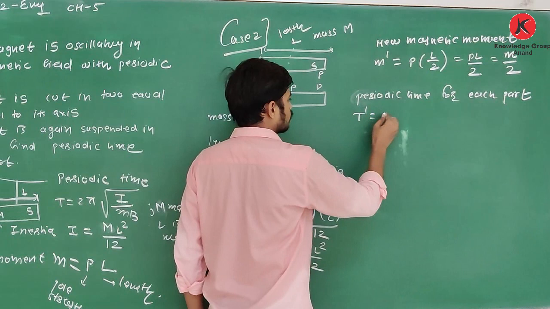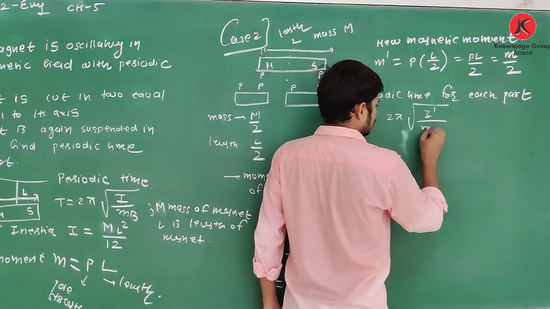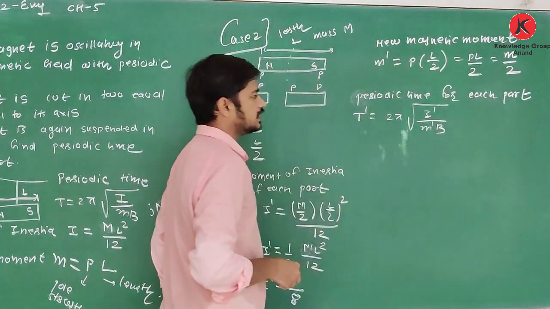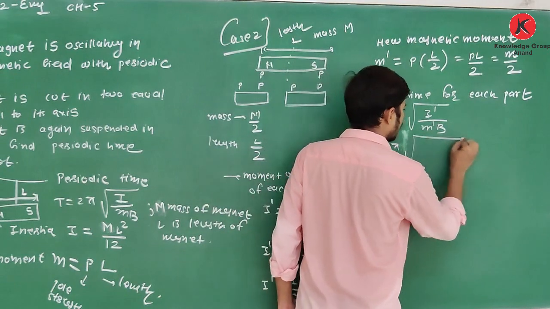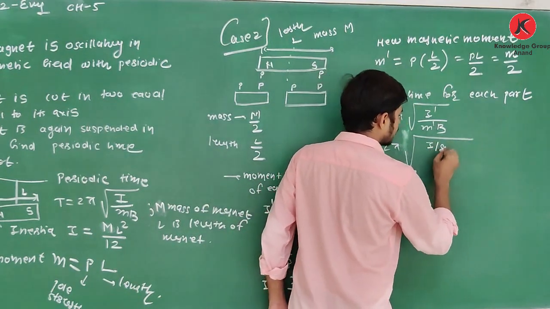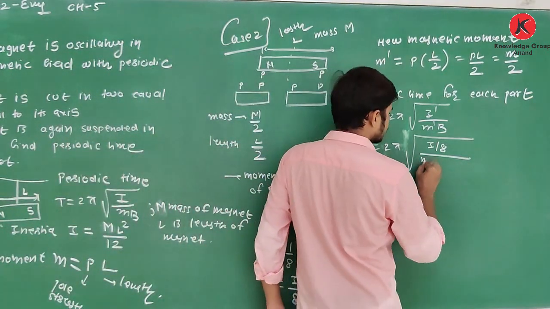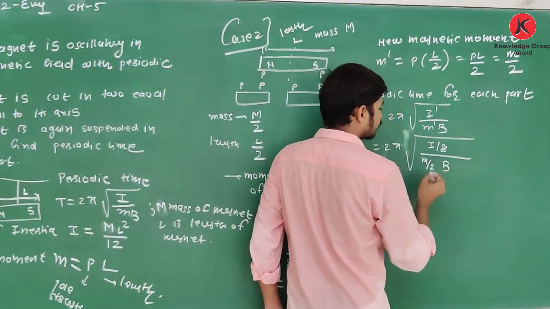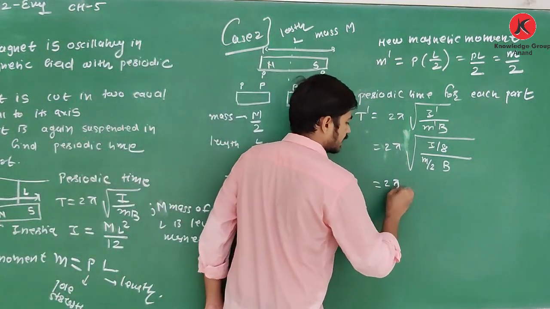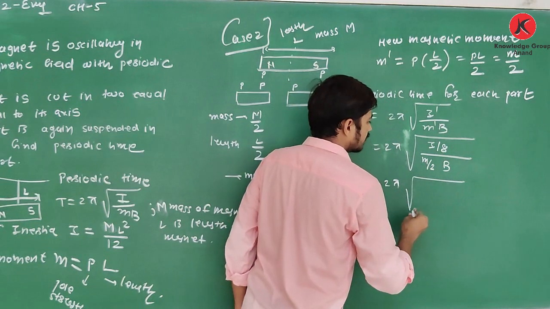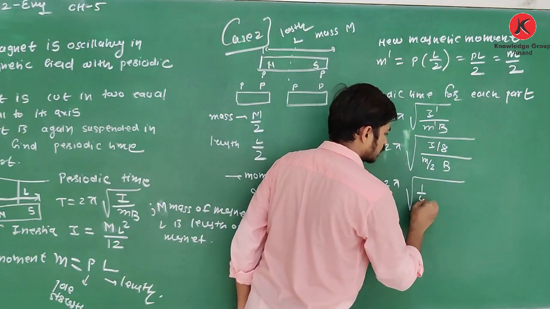T dash is equal to 2 pi under root I dash upon M dash B, because it is placed in the same magnetic field. So it is equal to 2 pi under root, I dash means I by 4, M dash means M by 2, and B as it is. Clear about this? So it is 2 pi, and in the bracket we have 1 upon 4 divided by 1 upon 2.